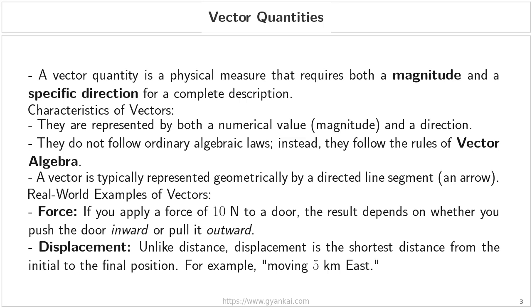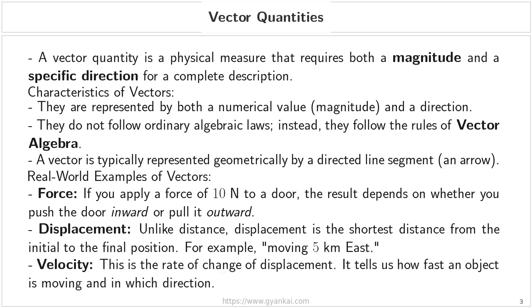Next, we have displacement. Now, be careful here, as we will compare this to distance in a moment. While distance is a scalar, displacement is a vector. It represents the shortest straight line distance from your starting point to your final position. For instance, saying you moved 5 kilometers east provides both the magnitude and the direction. Lastly, there is velocity. You might be familiar with the term speed from our previous slide, but velocity is different. Velocity is the rate of change of displacement. It doesn't just tell us how fast an object is moving, but also the specific direction in which it is traveling.